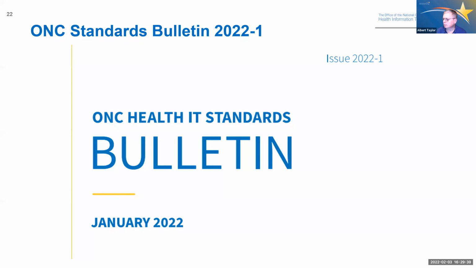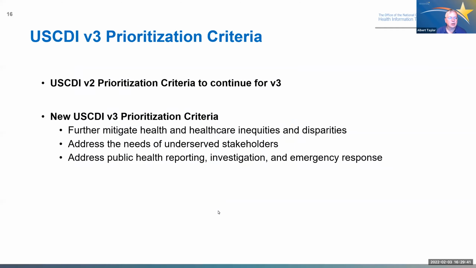Where did it go? Oh, yes. This is in addition to the criteria that we mentioned for V1, V2. We publish these additional prioritization criteria. These additional criteria are published in the July 2021 Standards Bulletin, also known as the third edition of the 2021 Standards Bulletin.